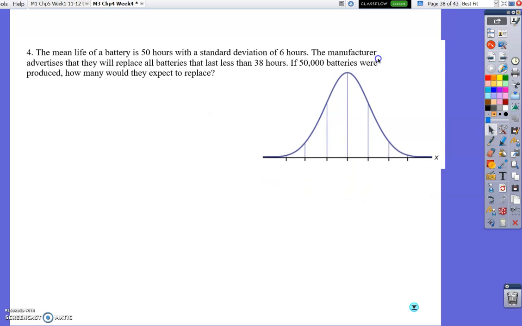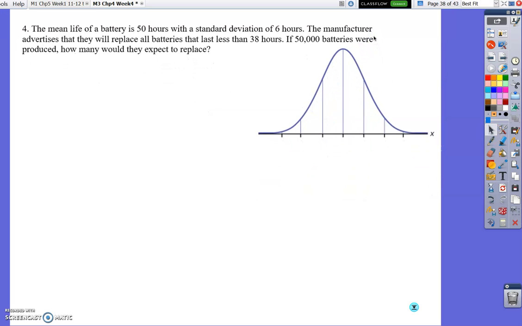And so let's go ahead and do this one together. So we're on number 4 now. The mean life of a battery is 50 hours with a standard deviation of 6 hours. So again, we'll start with the labeling. This is 50. Standard deviation is 6. This is 56, 62, 68 out here. Going the other direction, 44, 38 and 32.